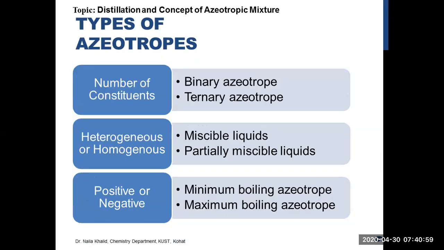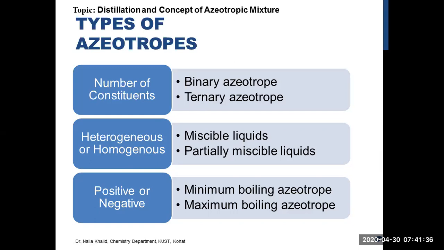Now we will discuss various types of azeotropes. You can categorize azeotropes on various bases. On the basis of number of constituents, there may be binary or ternary, two or more than two components, heterogeneous or homogeneous, positive or negative. Heterogeneous azeotropes are those in which the liquids are partially miscible with each other. However, the homogeneous are those in which the liquids are totally miscible with each other.